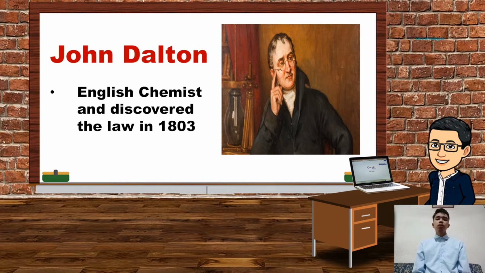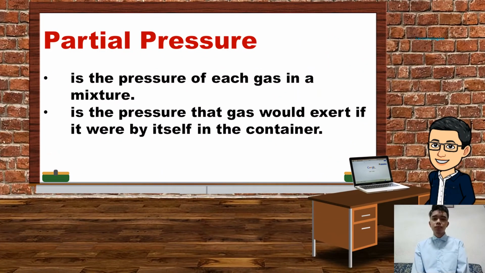First, let us know about Dalton's law of partial pressure. John Dalton is an English chemist and discovered the law in 1803 by observing the behavior of gases. According to him, partial pressure is the pressure of each gas in a mixture. It is also the pressure that gas would exert if it were by itself in the container. So as long as the gases are non-reactant, they can be added to get the total pressure.